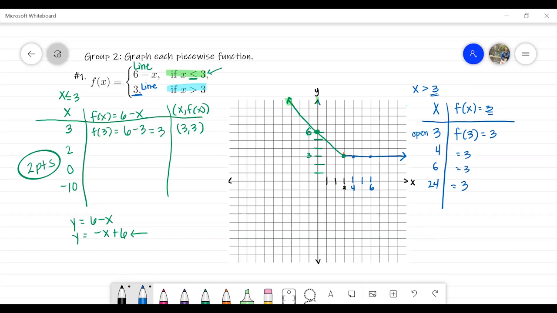You do have that graphing tool on the bottom of your Canvas page. You're more than welcome to try it out. Okay, so I will see you in just a moment for the second example.